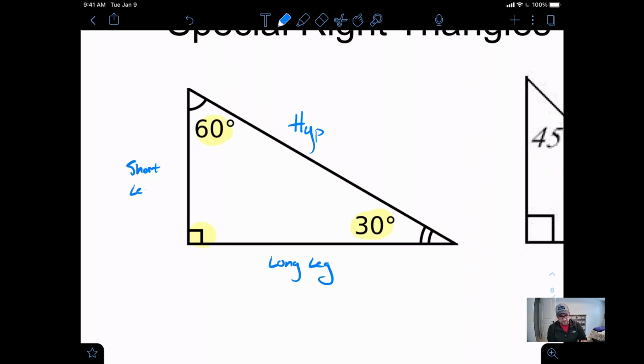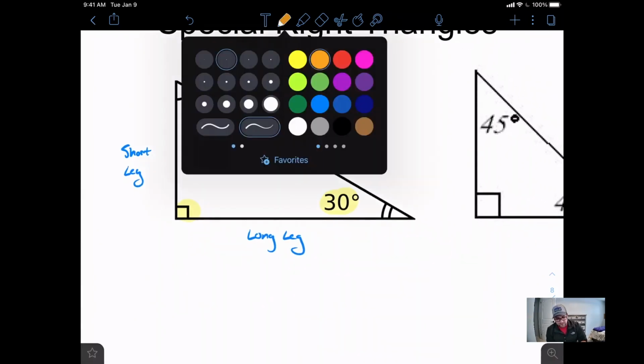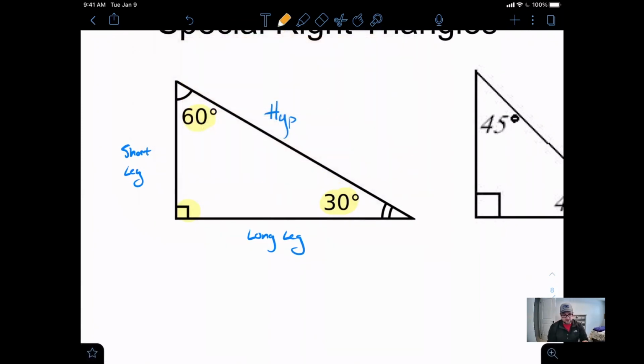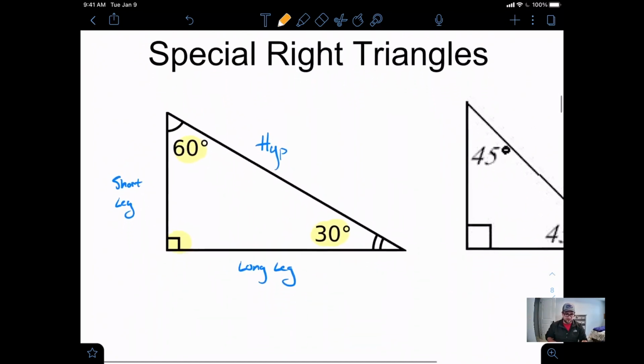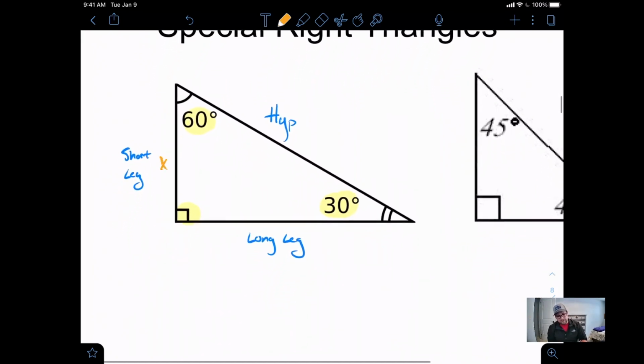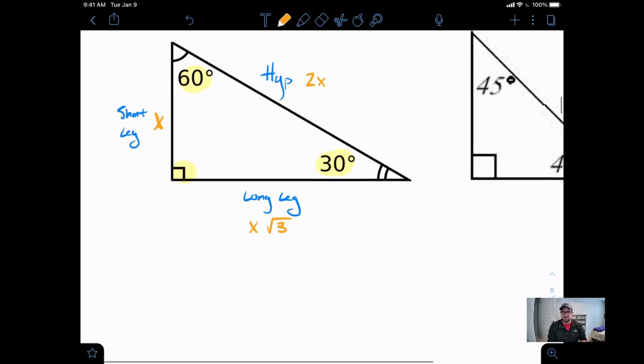Now, the formulas that we need to remember for this one, or what we need to realize about this, is that everything depends upon the short leg. As soon as you know the short leg, then you can very easily figure out the hypotenuse, and you can very easily figure out the long leg. And since we don't know the short leg's length, we're just going to call it x. Now, depending on what the short leg is, the hypotenuse will always be double it. So whatever the short leg is, if you double it, you will get the length of the hypotenuse. And if you multiply whatever the length of the short leg is by the square root of 3, you will get the length of the long leg.